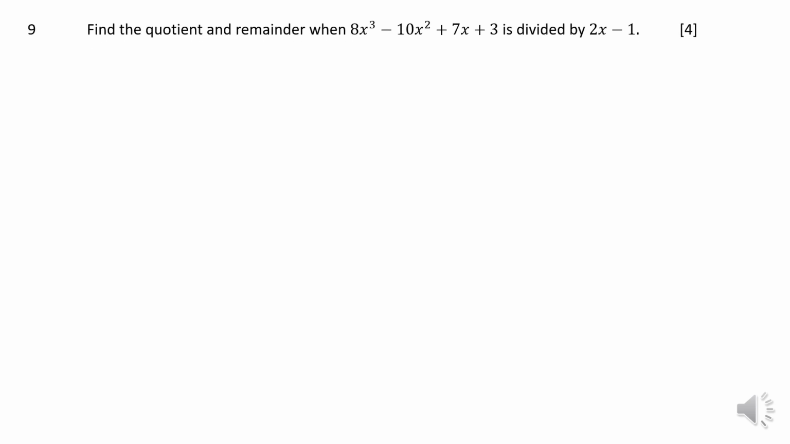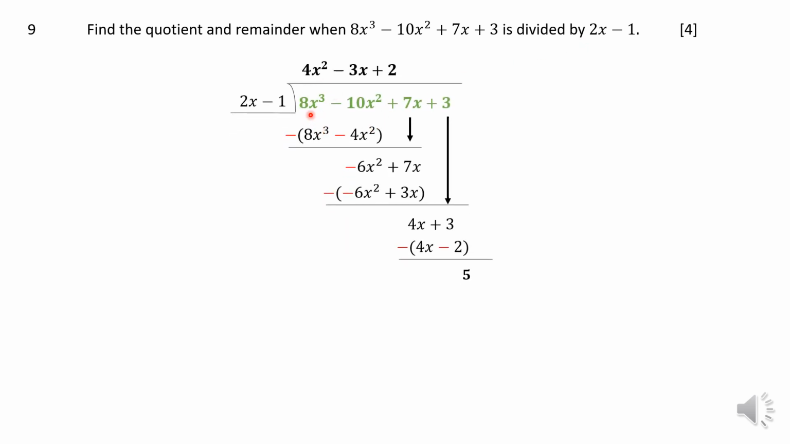Question 9 is dealing with long division. Find the quotient and remainder when this function here is divided by 2x minus 1. So I've done it already for you here, so I hope you still remember how to deal with this particular question. The first thing you do is you take 2x goes into 8x cubed, and that gives you 4x squared, very important. So I'm just going to show you one step.